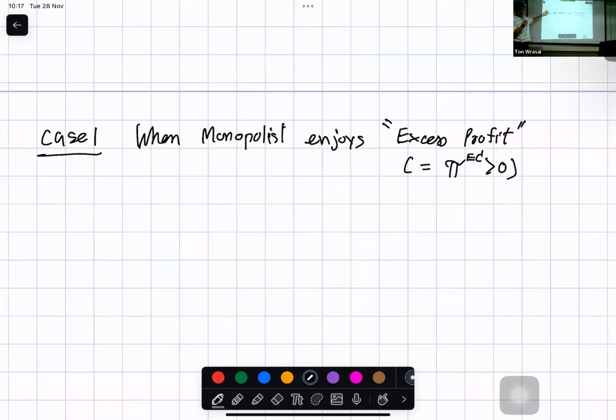We will consider at least 2 or 3 cases. Case 1, when monopolies enjoy excess profit, กำไรเกินปกติ. The definition is clear. Excess profits refer to this case where economic profit is positive, greater than zero.